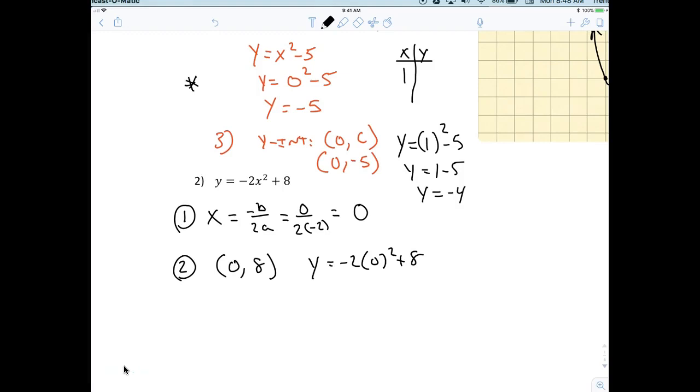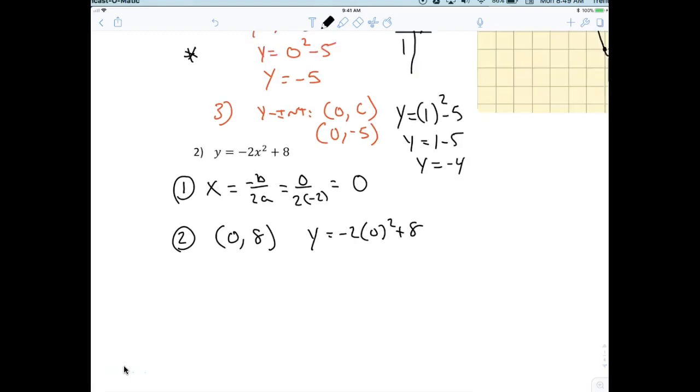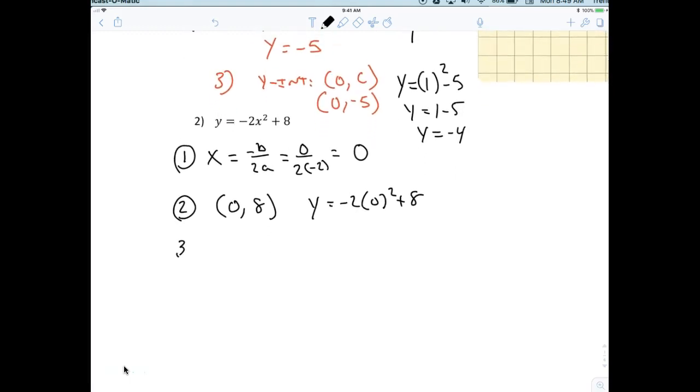And 0 squared is 0. 0 times -2 is 0. 0 plus 8 is 8. Does everybody agree with that? So now my vertex is at 0, comma 8. Everybody okay with that? All right. Now, my y-intercept is 0, comma 8. And again, it's a coincidence. In a little bit, I'll be able to tell you why it's the same.